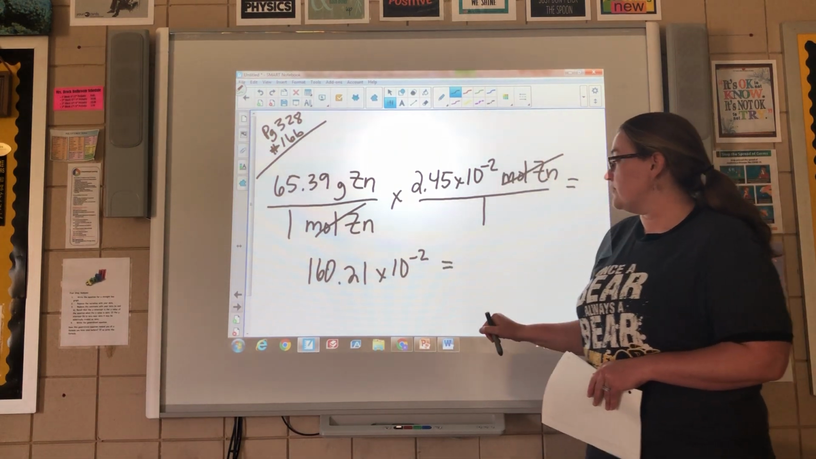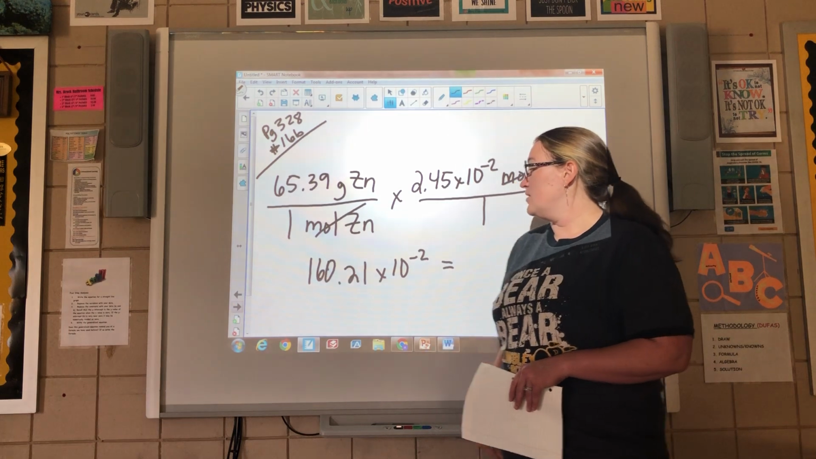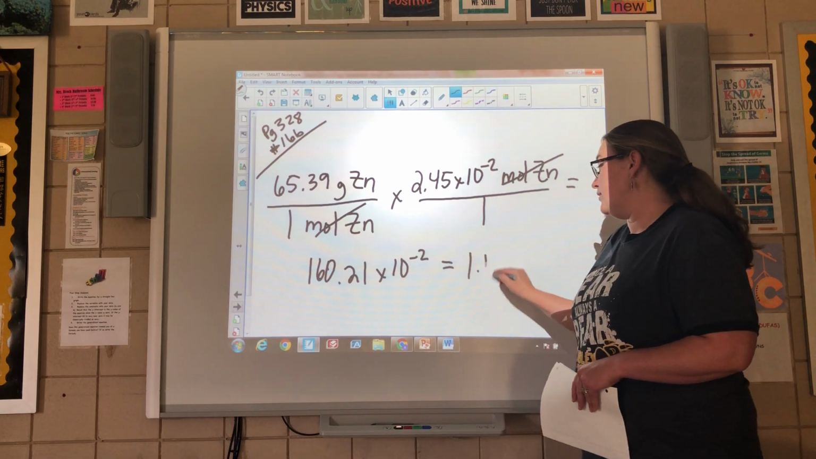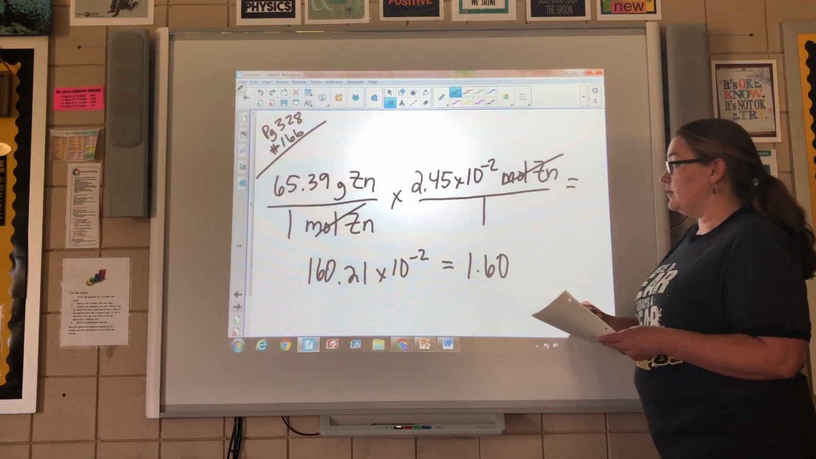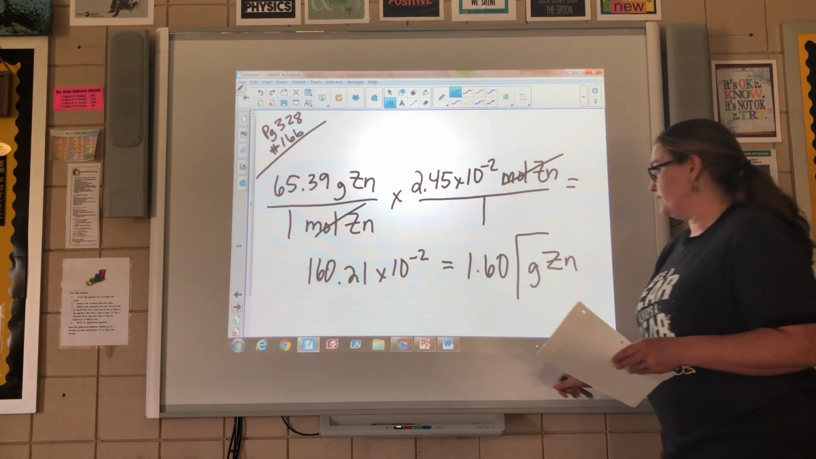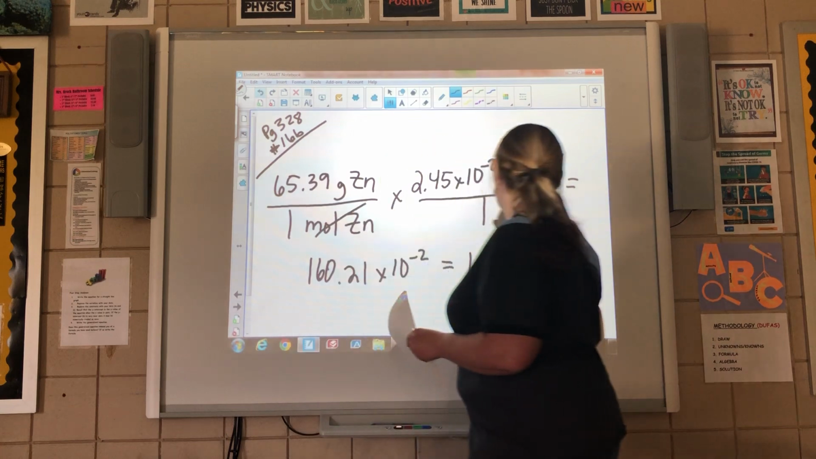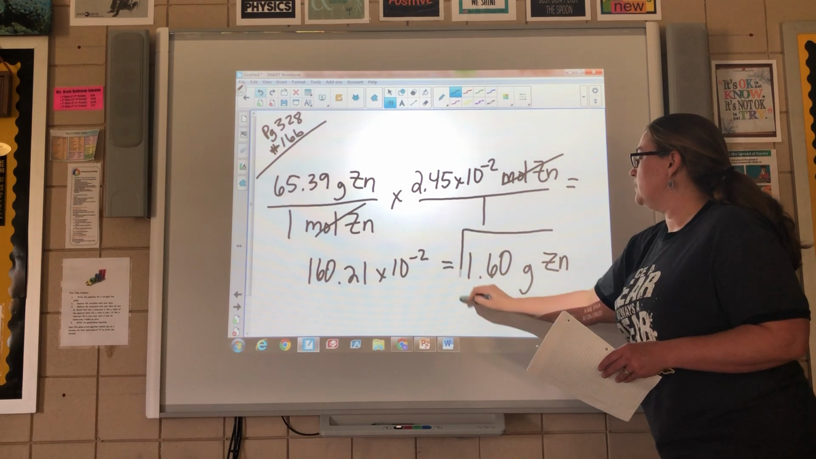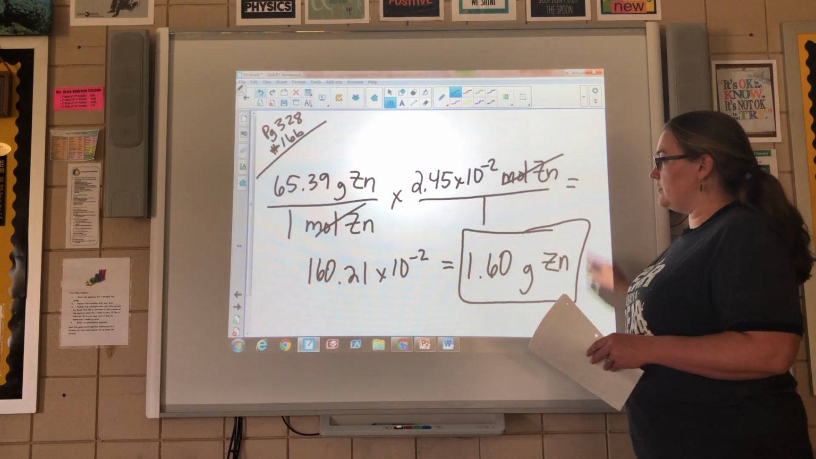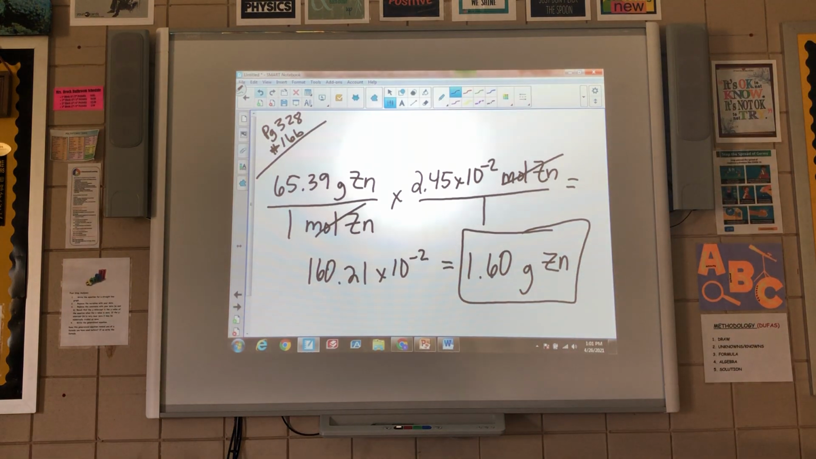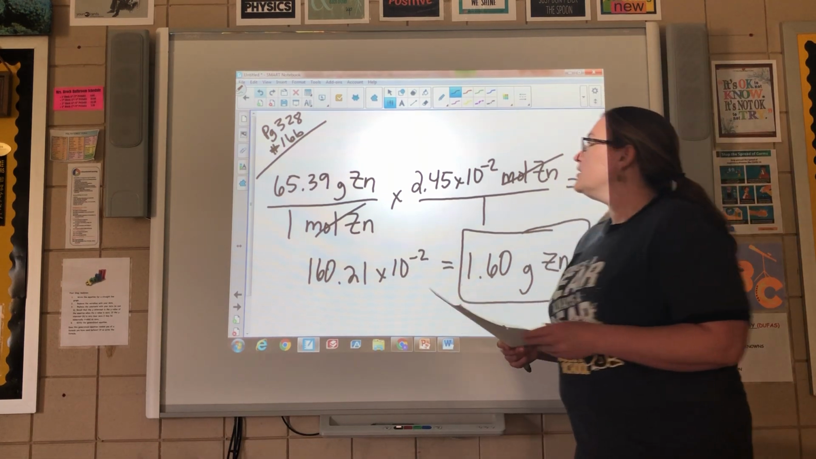So what I'm probably going to do is just go ahead and move the decimal where it's supposed to be. It's supposed to be to the negative 2, so 1.60 grams of zinc is what I'm left with. 1.60 grams of zinc. And if you would, please go ahead and get in the habit of putting that rectangle around your answers for me. Okay?